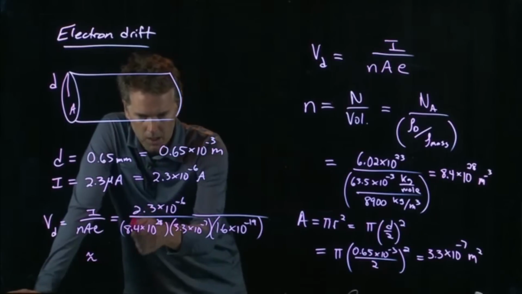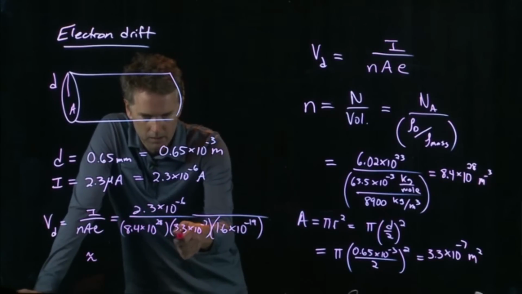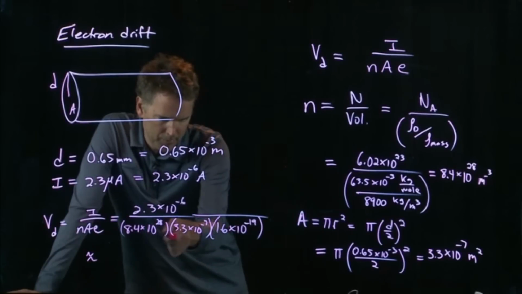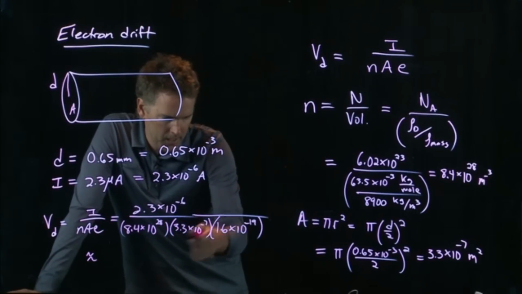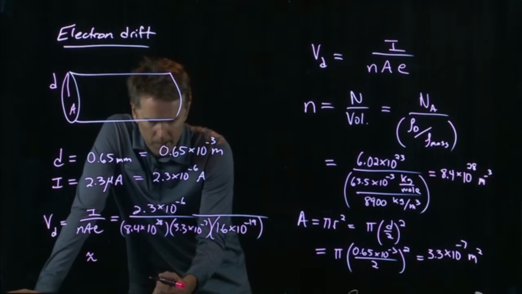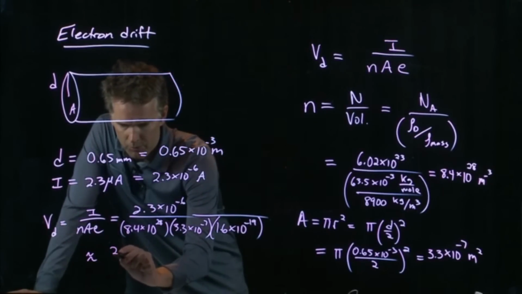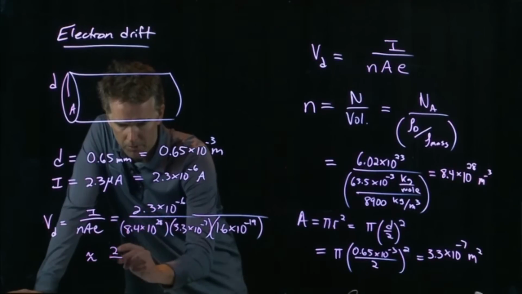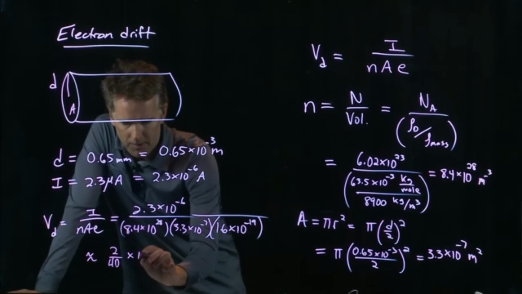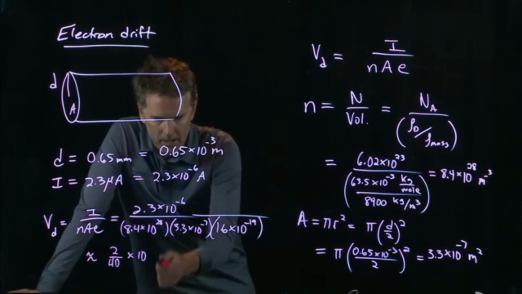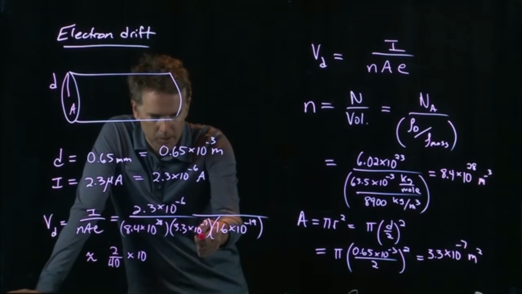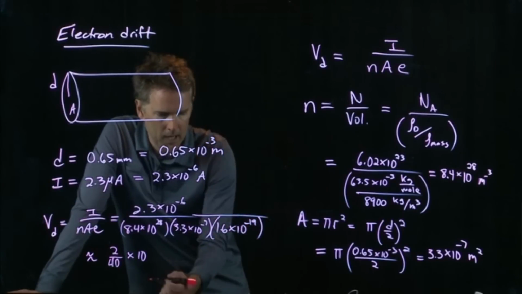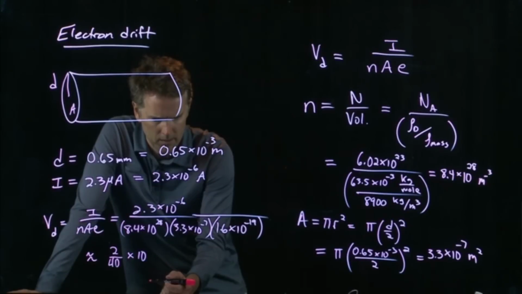Let's see, we've got 8.4 times 3.3, that's got to be close to 30, times 1.5. That's got to be around 45, so we've got 2.3 over 45, which is like 2 over 40. And then we've got 10 to the what? Down at the bottom, we've got 28. We're going to subtract 7, so we get 21. And then we're going to subtract 19, so we get a 10 to the 2. Is that right?